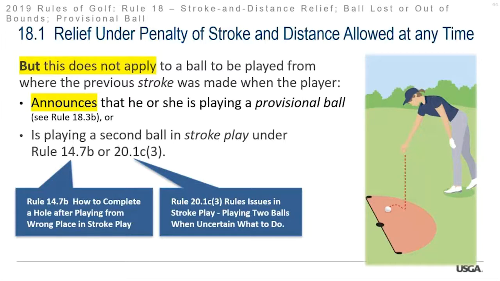20.1c3, so if you are playing a second ball because you're not sure whether a serious breach of a wrong place has occurred, or you're playing a second ball to get a ruling later, you're allowed to do that, and stroke and distance does not apply, and those balls aren't automatically in play in that situation.